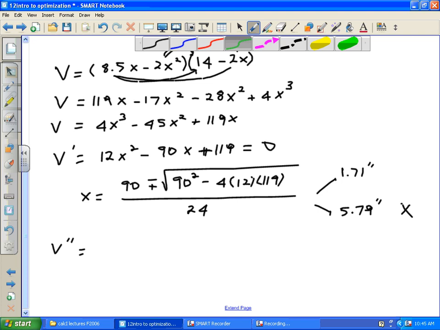So that one we can automatically eliminate, or going to the second derivative test, find the second derivative, 24x minus 90, plug in 1.71 first, and then plug in 5.79. And all you have to care about is positive or negative. When you plug in 1.71, what did you get?